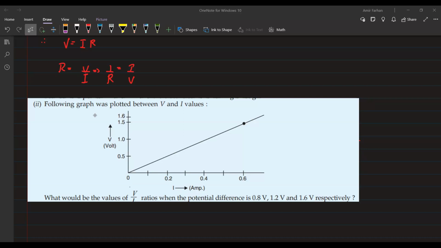Yes, sir. All the values are same. Okay, so Samina said all the values are same. What about the rest?